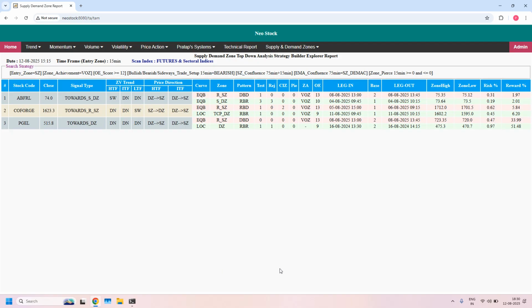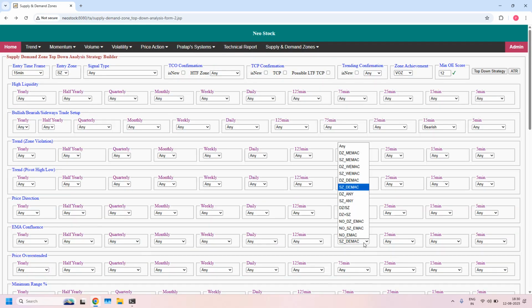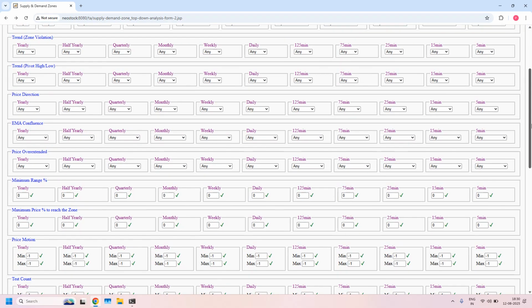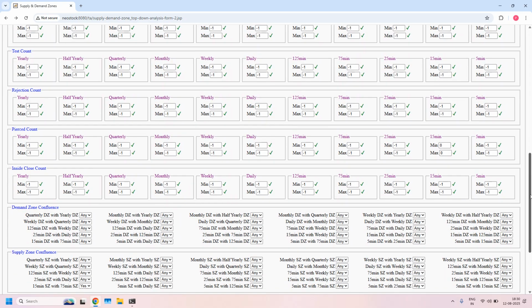Okay, this is about the bearish trade setup for daily income trade. And one more filter is also there. That is LTF, ITF, HTF supply zone confluence and HTF EMA confluence. Let's verify. Removing the EMA filter, ITF specific. In the supply zone confluence, we have to set 3 filters. The first one is already enabled. Next, 15 minutes and daily supply zone confluence, and 75 minutes and daily supply zone confluence.